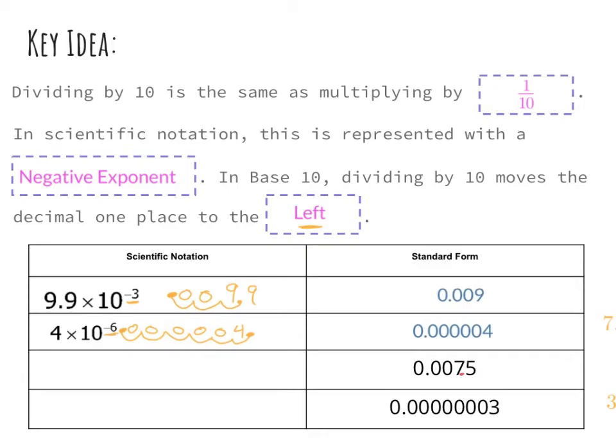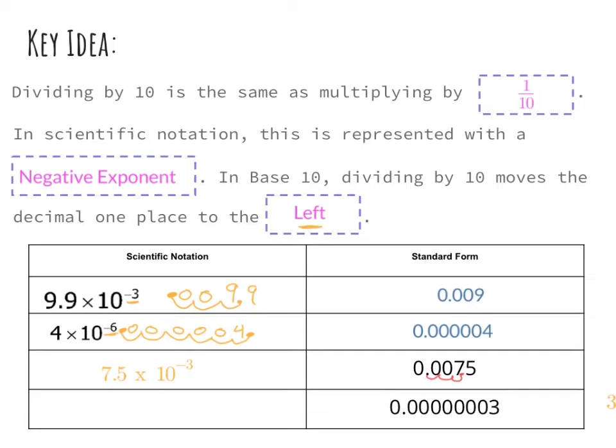So let's count how many times I moved my decimal. I moved it 1, 2, 3. So since I moved it 3 times, I know again I'm going to have to write out all of the numbers, in this case 7 and 5, that aren't zeros. I'm going to have to write out everything that's not a zero. And since I moved my decimal 3 times, I'm going to have 7.5 times 10 to the negative third.